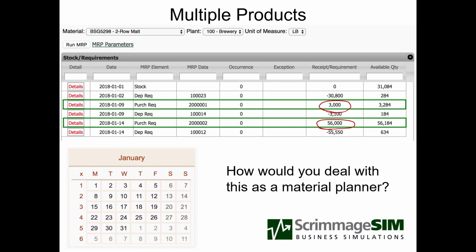Since there's only 5 days separating these 2 purchase requisitions, and one is quite small while the second is quite large, a material planner would probably look at this quantity and create a single purchase order for 59,000, or maybe 60,000, or another rounded quantity, to arrive on the 9th to create 1 shipment rather than 2. This is one of the reasons that there are jobs for material planners.